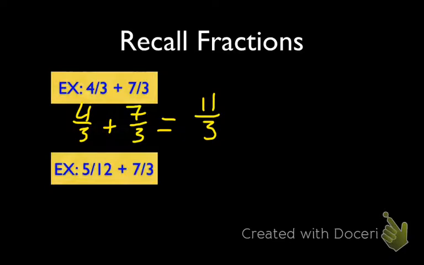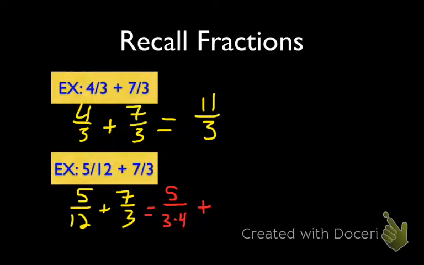If I have 5/12 plus 7/3, I don't have a common denominator, so I need to get a common denominator. The question is, how do I do that? Well, it looks like 12 is my common denominator, and I'll have to multiply 7/3 by 4/4, right? But before we do that, I want to write this as 5 divided by 3 times 4. Do you agree that 3 times 4 is the same as 12?